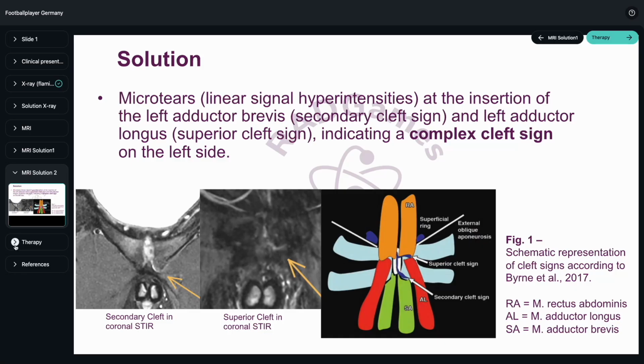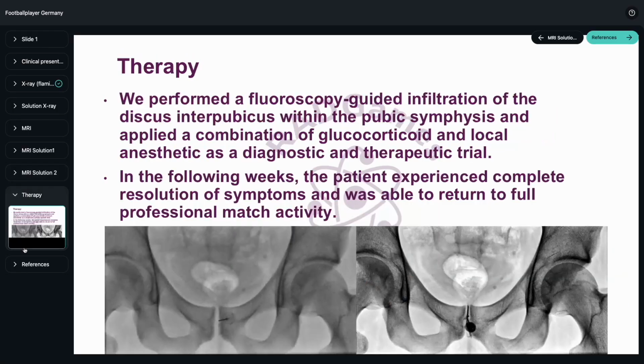Furthermore, our patient shows vertical instability of the symphysis. A colleague from our institute, Dr. Holl, demonstrated in 2023 that patients with cleft signs almost always have anterior pelvic ring instability in the flamingo X-rays.